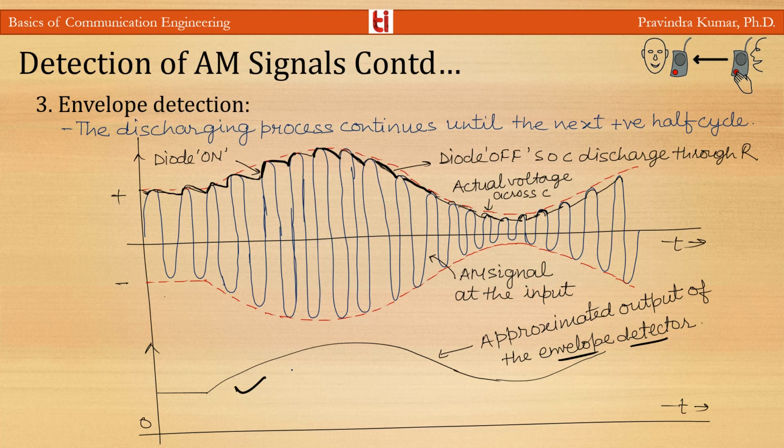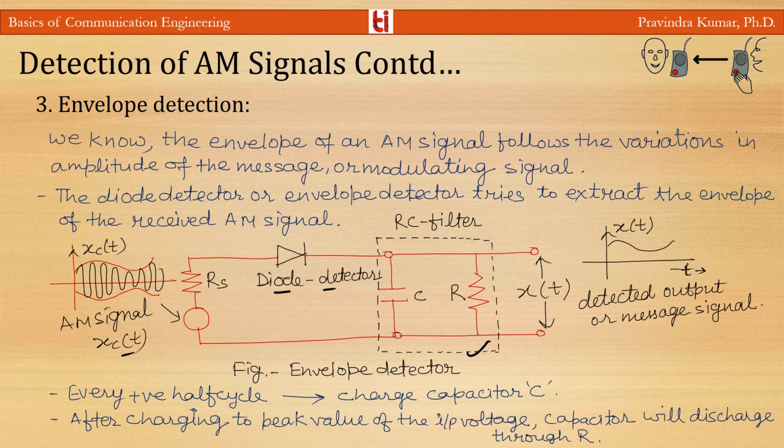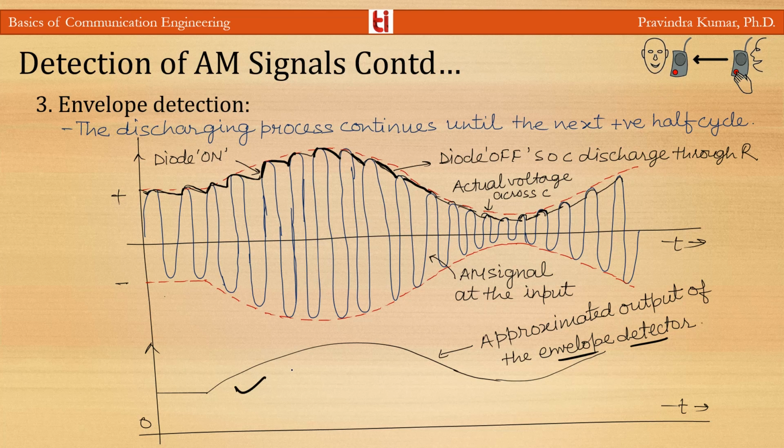The discharging process continues until the next positive half cycle. When the input signal becomes greater than the capacitor voltage, the diode conducts again. The process repeats itself. In this figure, the input-output waveforms for the envelope detector show that the charging and discharging of the filter capacitor approximate the output voltage. Here we can see that the envelope of the AM wave is being recovered successfully, and we have recovered the baseband signal successfully.